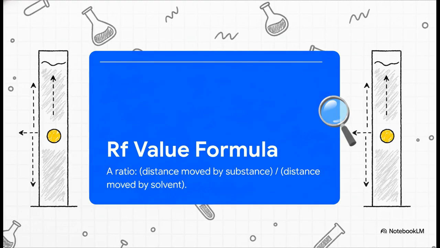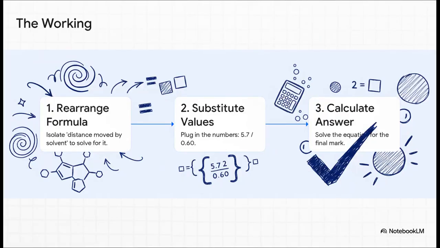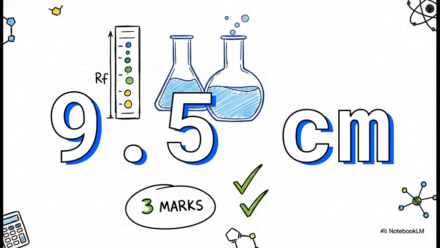Now, to solve this, there is one thing you absolutely have to know, and that's the formula. The RF value is just a ratio. It's the distance the dye moved divided by the distance the solvent moved. Simple as that, but you gotta have it locked in your memory. The actual working is just a three-step dance. First, you've got to rearrange that formula so you're solving for the distance the solvent moved. Easy enough. Step 2, you plug in the numbers the question gave us. And finally, step 3, you just do the math. And boom, the calculation gives us our answer. 9.5. Don't forget the units, in this case, centimeters. That's a nice, clean 3 marks in the bag.